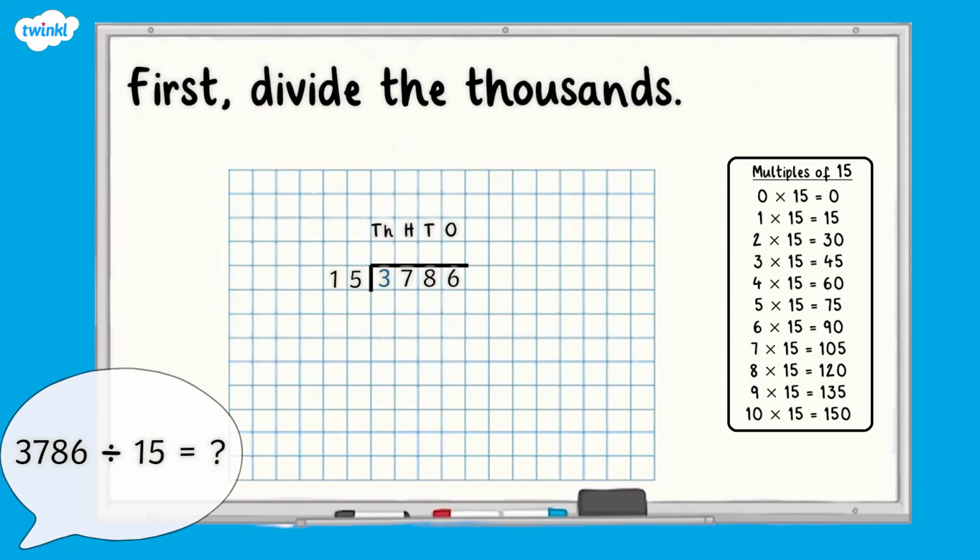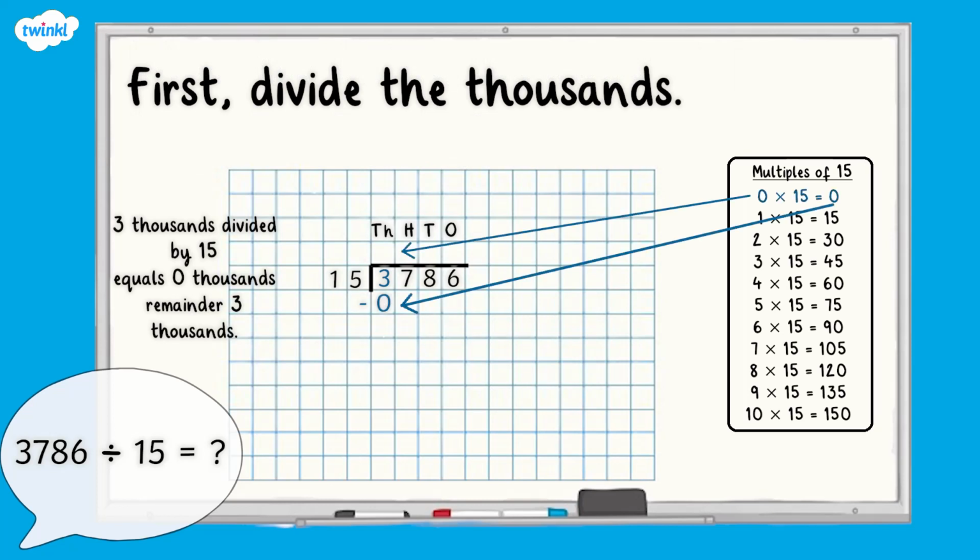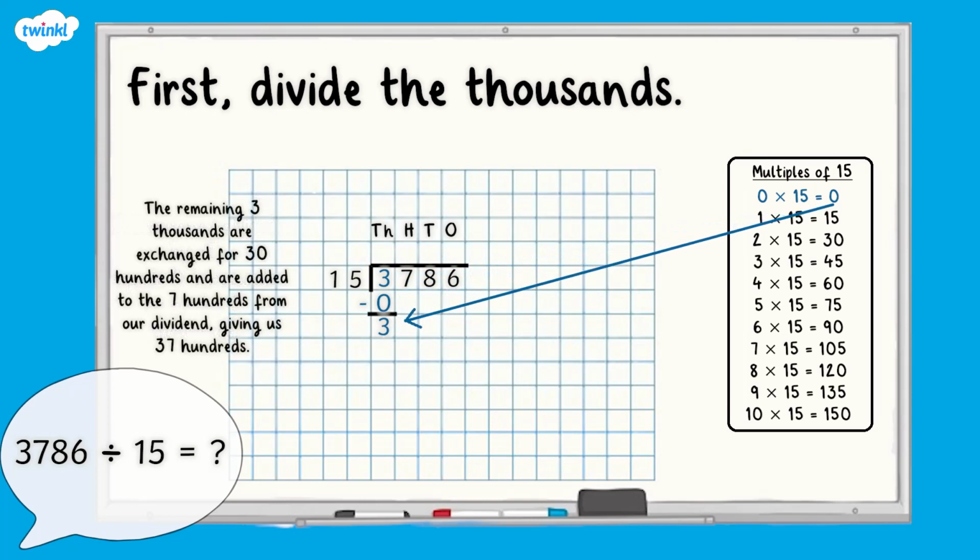First, divide the thousands. 3 thousands divided by 15 equals 0 thousands with 3 thousands remaining. We write our quotient, or answer, above the line. Our answer has 0 thousands, so we don't need to write it in because we don't use leading zeros in whole numbers. When we subtract the 0 thousands we have already divided from the 3 thousands we started with, it leaves us with 3 thousands. These 3 thousands are exchanged for 30 hundreds and are added to the 700s from the 3,786 we started with, giving us 37 hundreds.